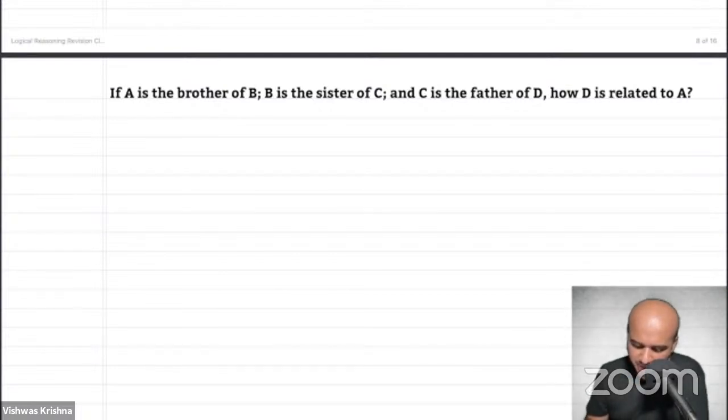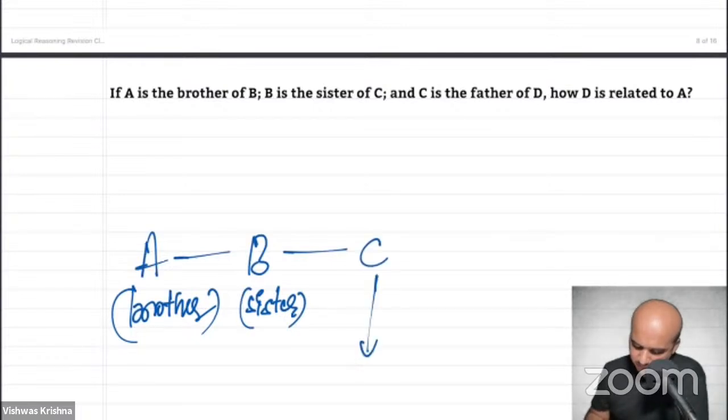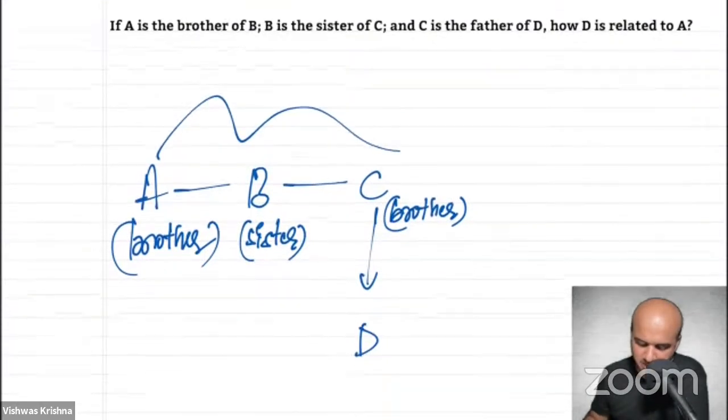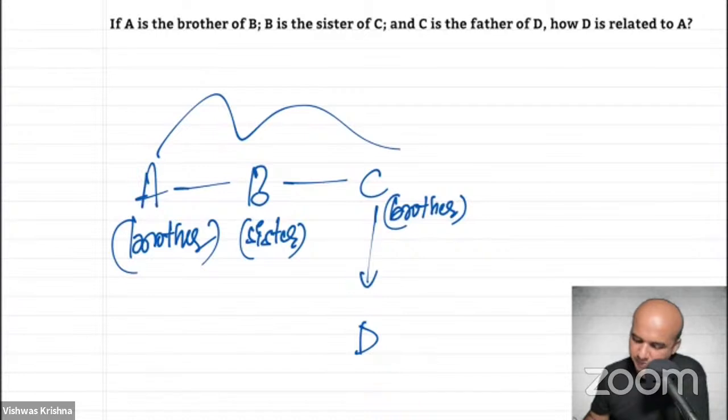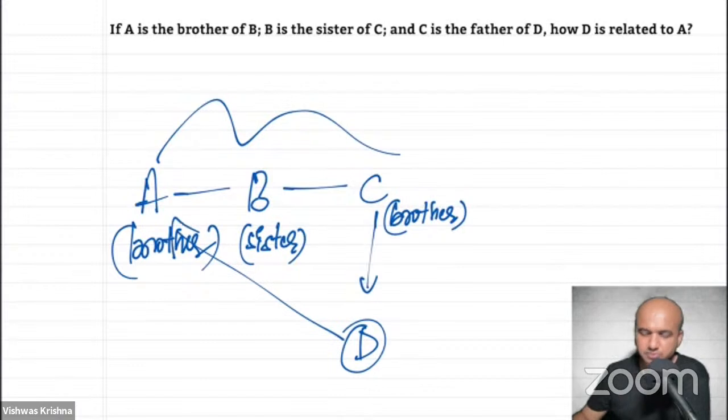Okay. A is the brother of B. A is the brother. And B is the sister of C. And C is the father of D. That means C is another brother. We have three siblings here, A, B, and C. So brother, sister, and brother. And D, by the way, is the son or daughter of C. How is D related to A? Now tell me.